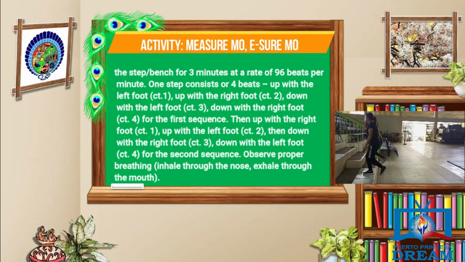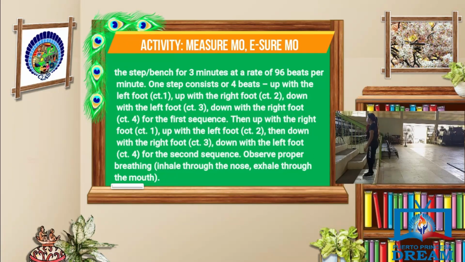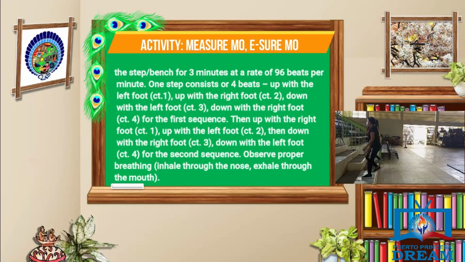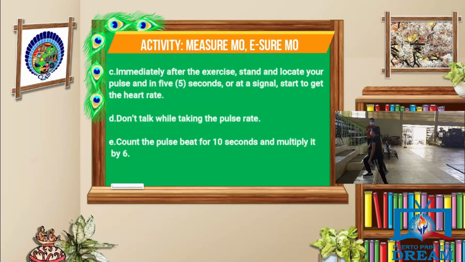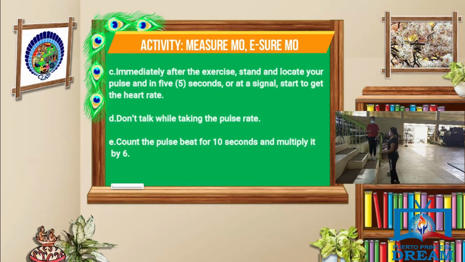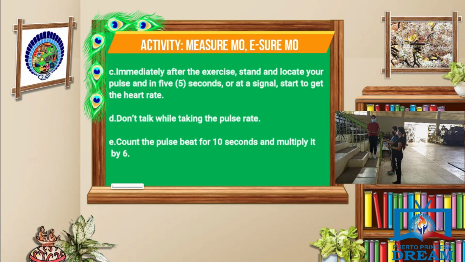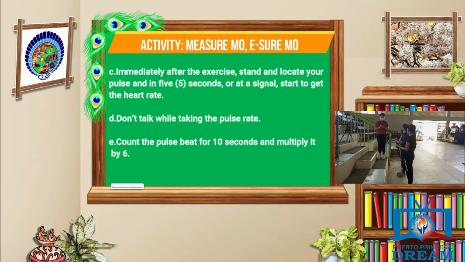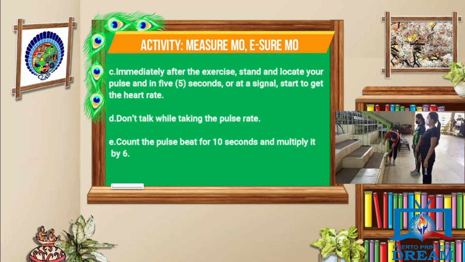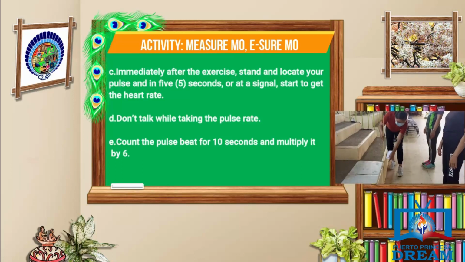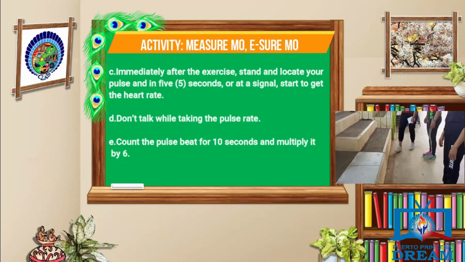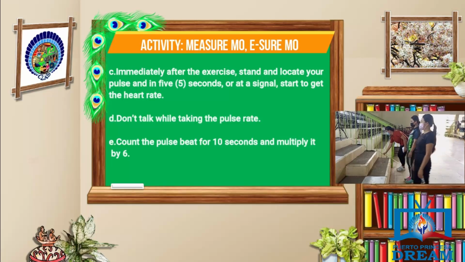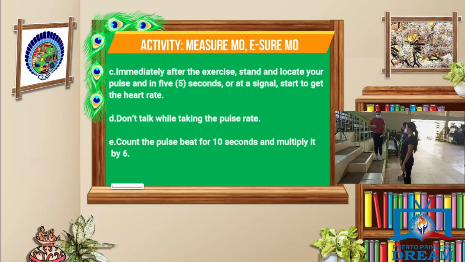Observe proper breathing. Inhale through the nose, exhale through the mouth. Letter C, immediately after the exercise, stand and locate your pulse, and in 5 seconds or at a signal, start to get the heart rate. Letter D, don't talk while taking the pulse rate. Letter E, count the pulse beat for 10 seconds and multiply it by 6.